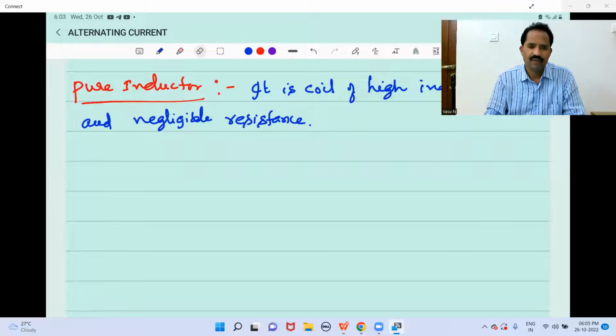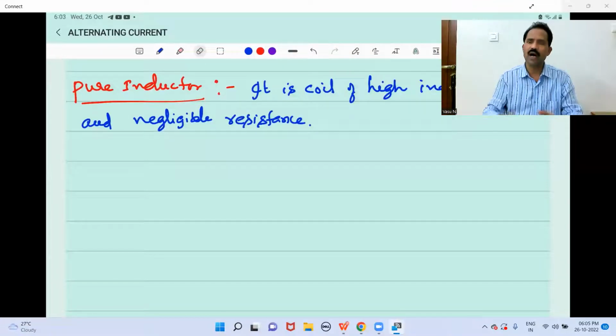Okay, makla. Hi, students. Now let us study how the phase changes in the case of an AC circuit containing pure inductance. As you know well, what is called a pure inductor? A pure inductor is a coil of high inductance and negligible resistance.